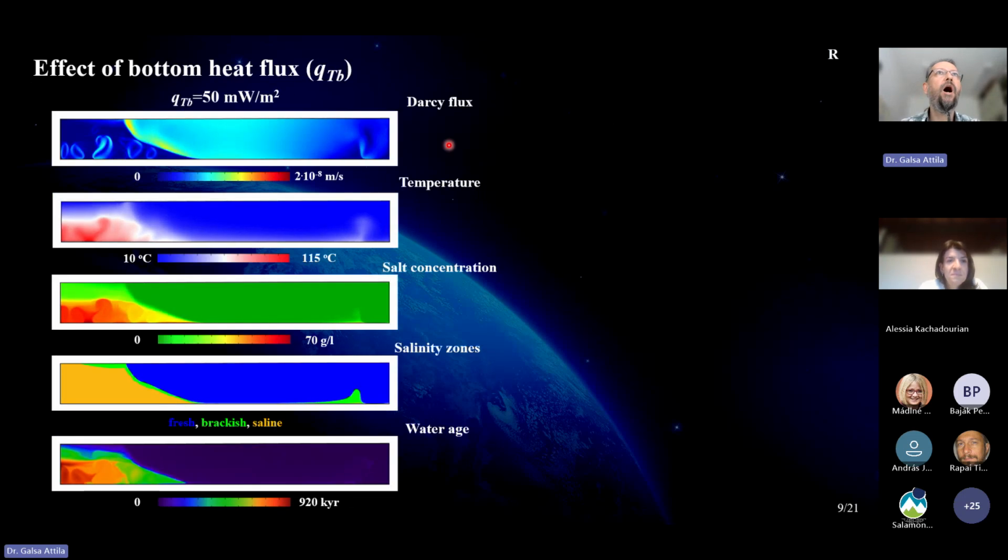And now let's see how the bottom heat flux influences the operation of the topo-thermohaline convection through the temperature. When the bottom heat flux is as low as 50 milliwatts per square meter, the thermal buoyancy is reduced, which weakens the thermohaline dome. That's why the size of the thermohaline dome decreases, and the thermohaline convection becomes less intense.